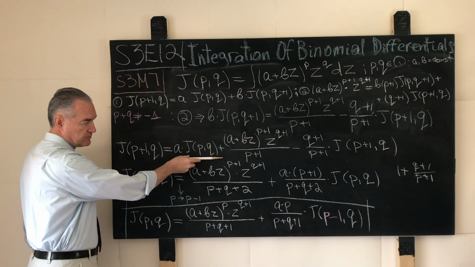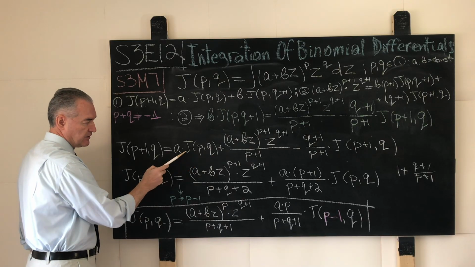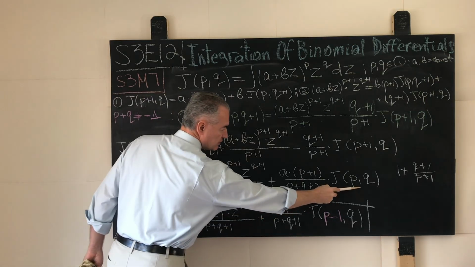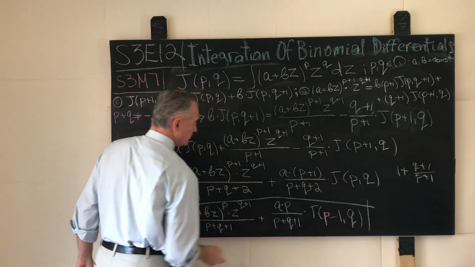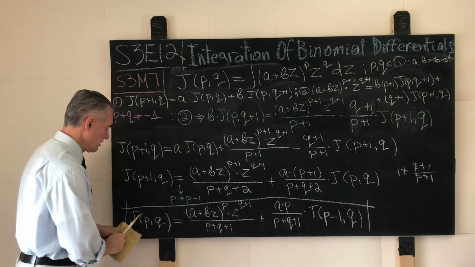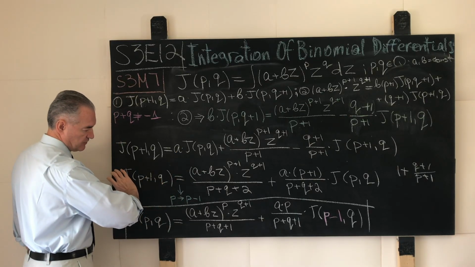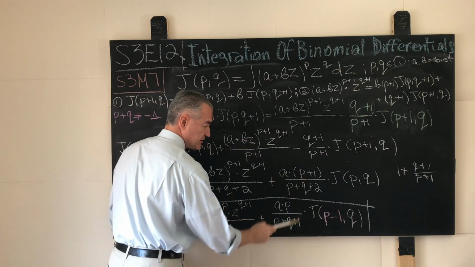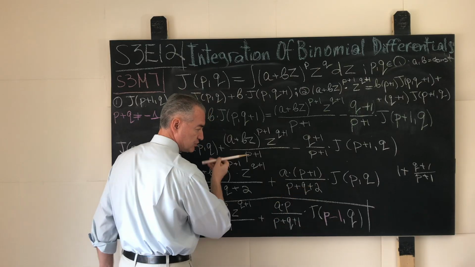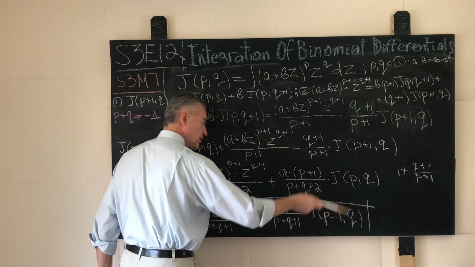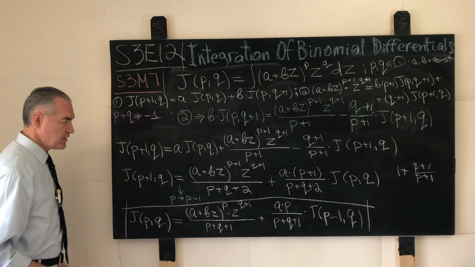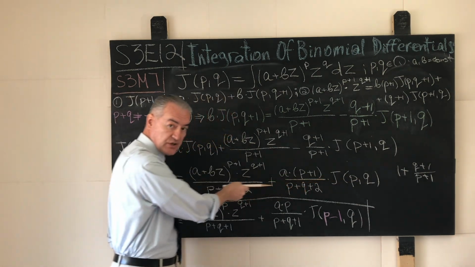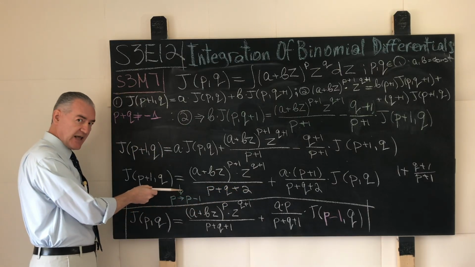And what else do we have? Well, we have our integral j of p of q over here. And what is the factor in front of it? A. But now we basically take our fraction that we had on the left-hand side, and flip it upside down. P plus q plus 2 goes into the denominator, p plus 1 in the numerator. That's it, game over.